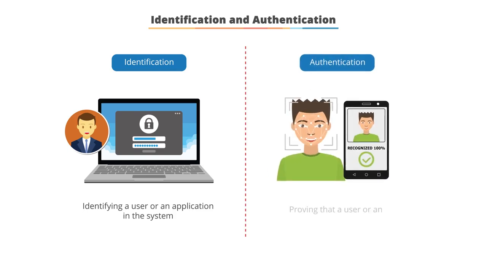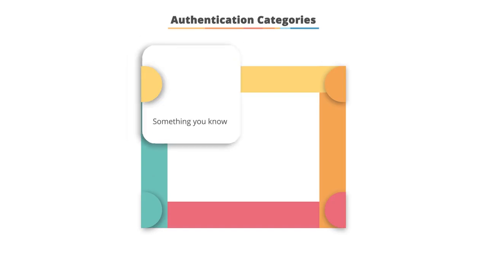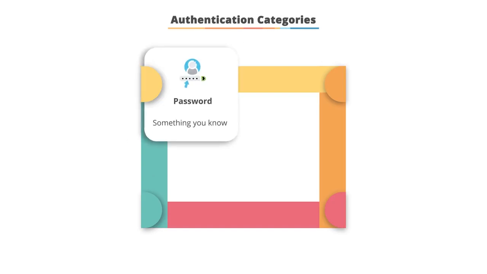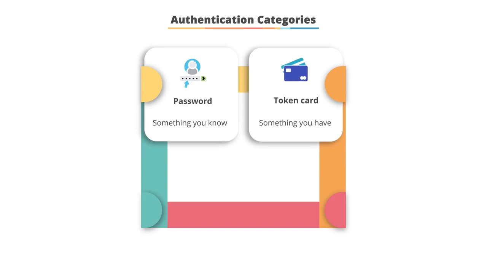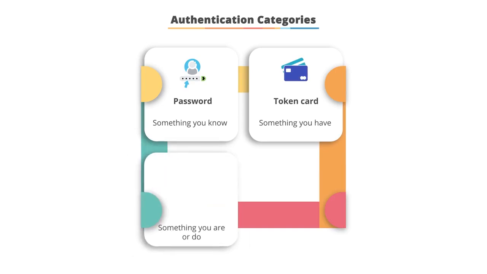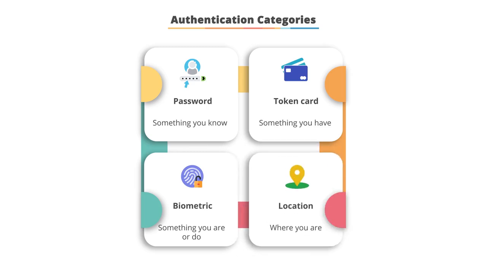Authentication is the ability to prove that a user or application is genuinely who that person or what that application claims to be. Something you know: a password. Something you have: a token card. Something you are or do: a biometric feature. Where you are: location.